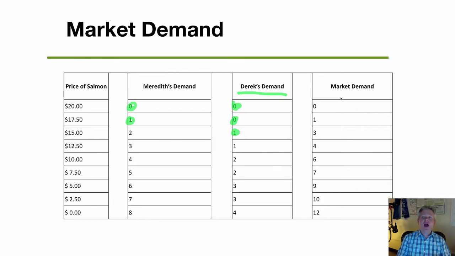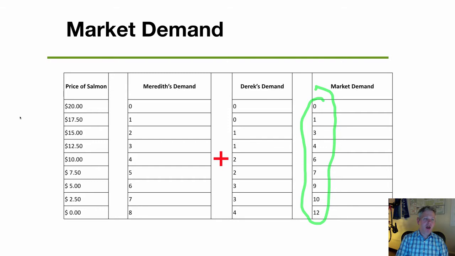To find the market demand, assuming that Meredith and Derek are the only two people in this market, all we do is add up the individual demands. So 0 plus 0 is 0. At 17.50, 1 plus 0 is 1. At 15, 2 plus 1 is 3. So the market demand schedule is just the individual demand schedules all added up.